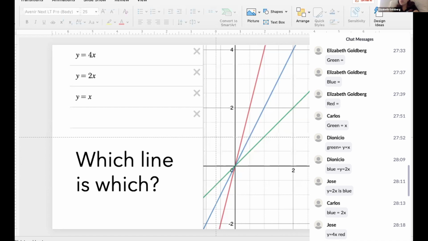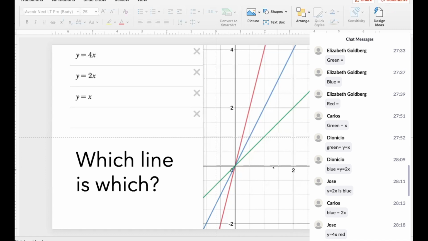All right, this time I'm going to open it up to the group. I'm not going to call on someone. I'm going to let someone volunteer. Who would like to share with us why you think the green line is y equals x, the blue line is y equals 2x, and the red line is y equals 4x? You can just see it with rise over run. Rise over run. Can you elaborate on that? What do you mean by rise over run?